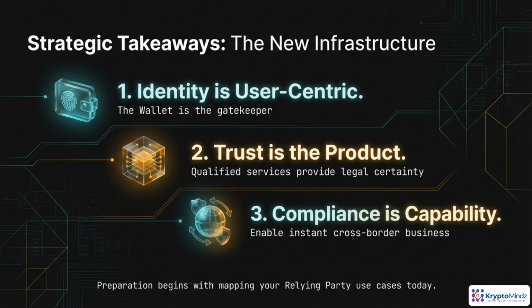Overall, eIDAS 2.0 turns identity into a user-controlled asset. The wallet becomes your front door, so every design choice has to respect user control and consent. Trust is now a core product feature, not just a back-office function, and qualified services give you legal certainty at scale. When you align with this framework, compliance becomes an enabler. You unlock faster onboarding, cross-border growth, and a more resilient digital business.